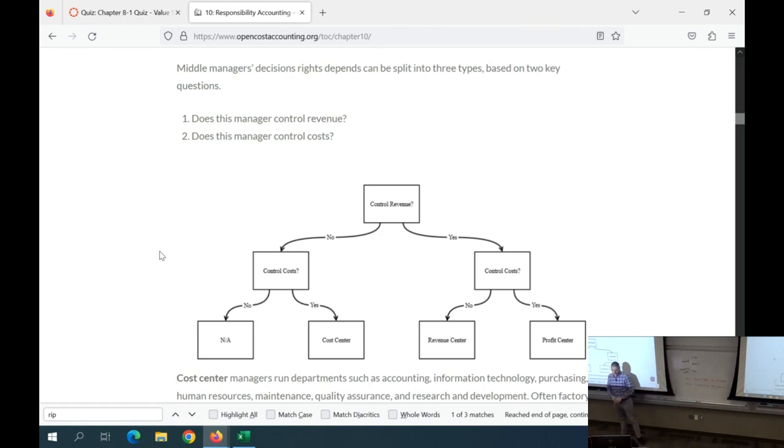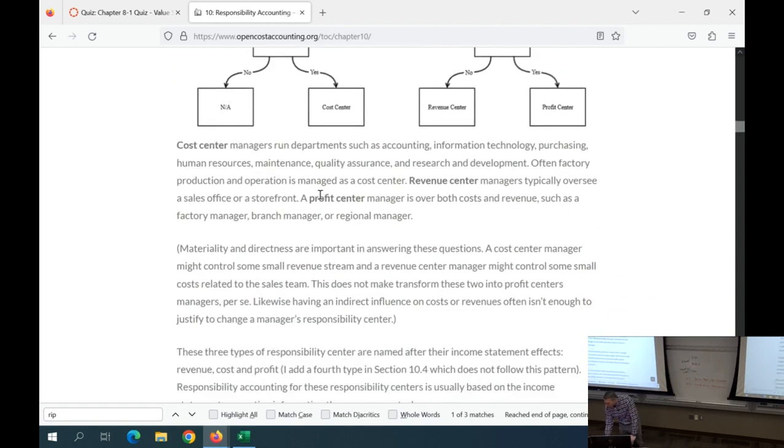So we add costs. Whereas if you're in the selling business, you're part of the sales team. Generally, that's the best example. A sales team or some frontline store worker or manager over them, you have revenue center decision rights. And if you're the manager over both cost decisions and revenue decisions, then you are a manager over a profit center. You have profit center decision rights. You can make decisions about both of those. All right, that's how it's defined right here. So a profit manager is over both costs and revenue, such as a factory manager, branch manager, or regional manager.